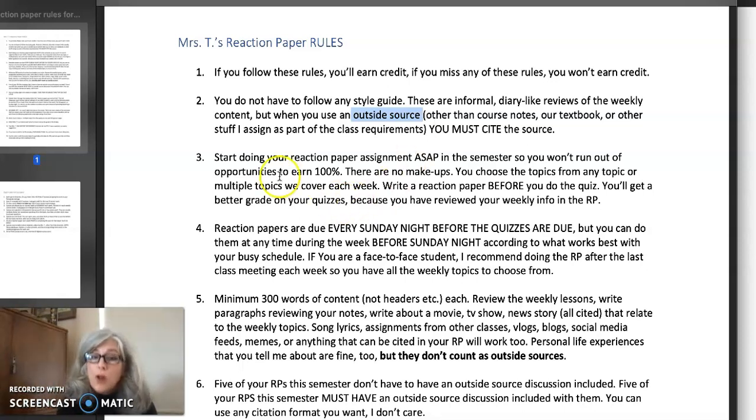Okay. So start doing your reaction papers as soon in the semester as you possibly can. A lot of people skip the week 1 reaction paper just because you don't have a whole lot of meat to chew on yet. But please, please, please, at least by week 2, everybody needs to submit their first reaction paper, or at least try. Every single time you submit a reaction paper, you will get feedback from me.